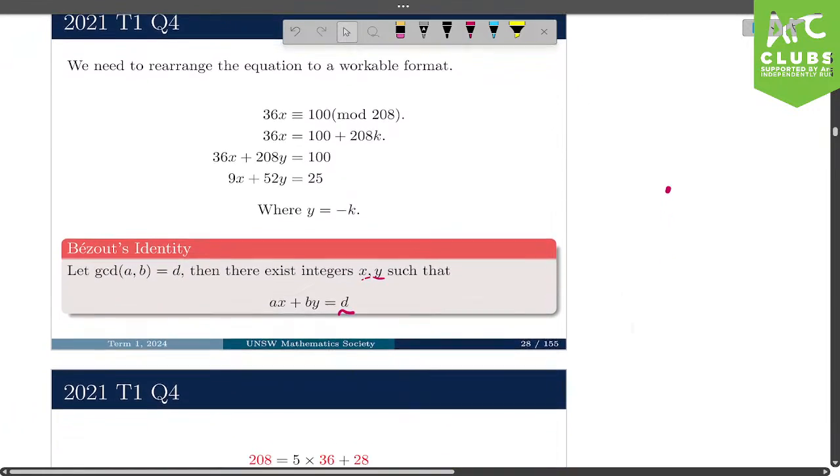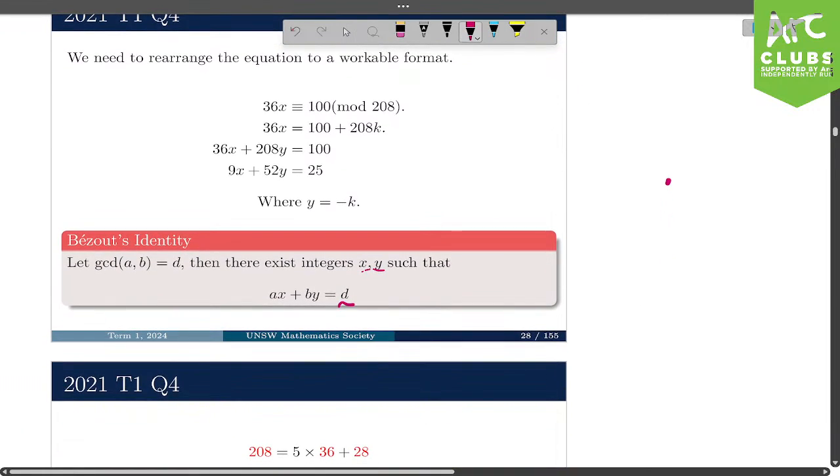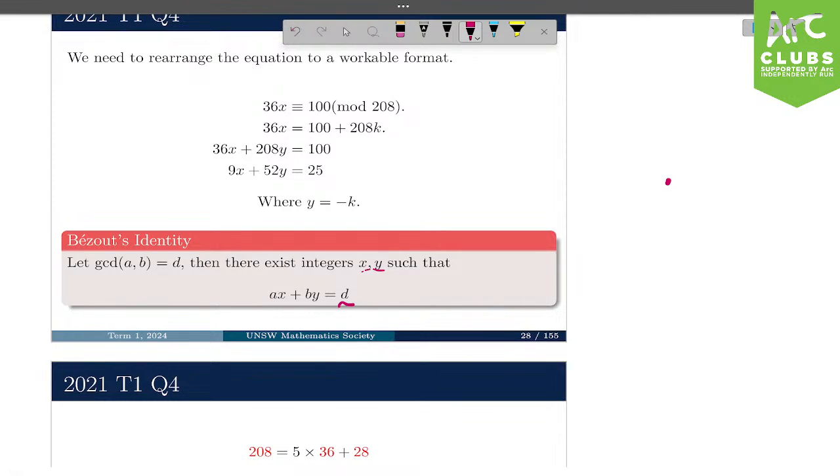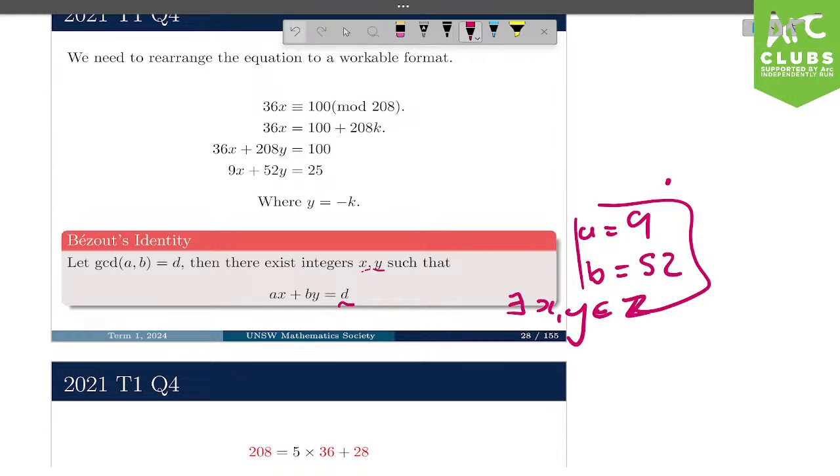All right, so why would Bézout's identity be useful? The main idea with Bézout's identity is to show that there will exist a solution for this. We note that our A equals 9 and our B is equal to 52. So with A equals 9, B equals 52, we know that there exist x and y that are integers.